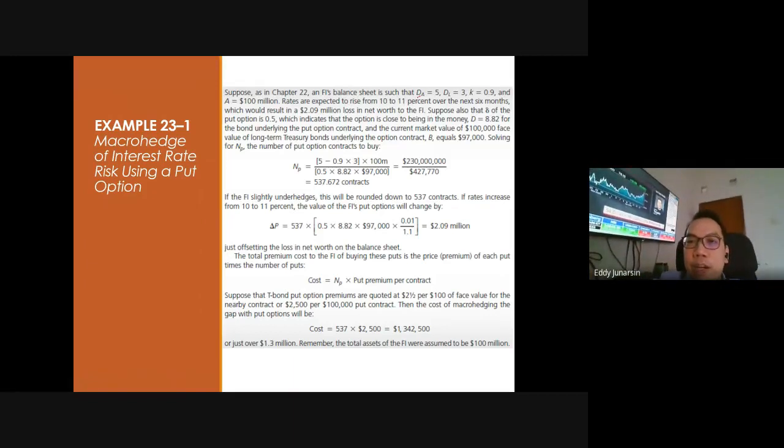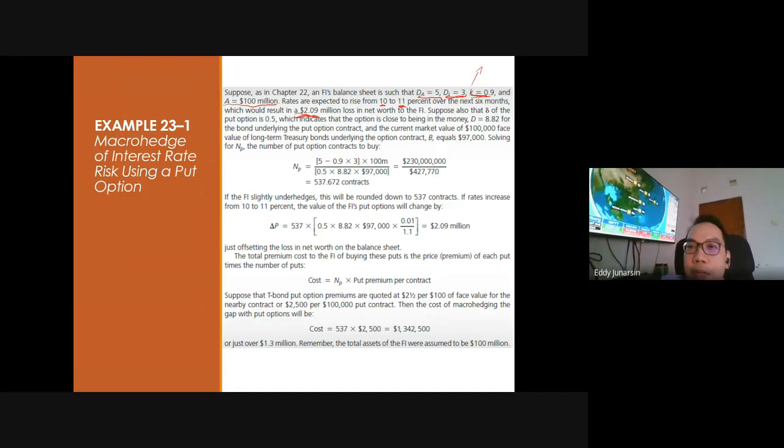Duration of the assets is 5. Duration of the liabilities is 3. K is the debt ratio, okay? Debt ratio, 90%, L per A. The asset size is 100 million. So this financial institution is afraid of an increasing interest rate from 10 to 11, okay? So an increase by 1%. And if this happens, it has been estimated that the equity will decline by 2.09 million.